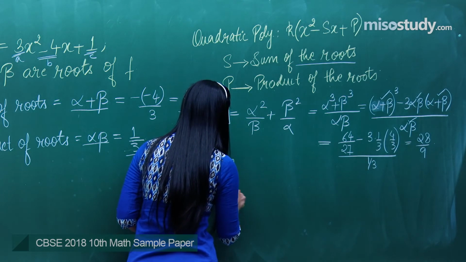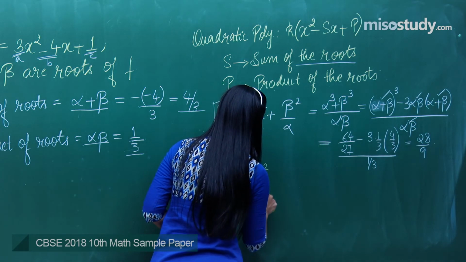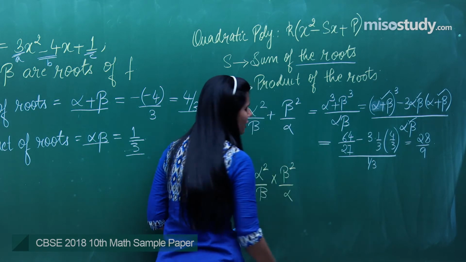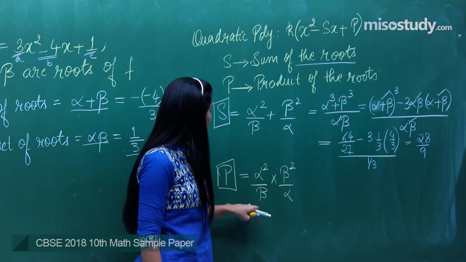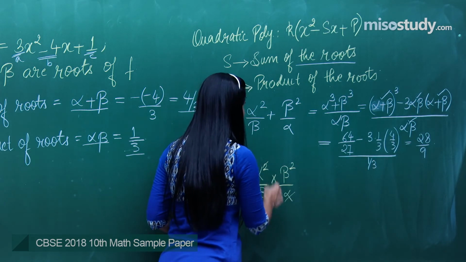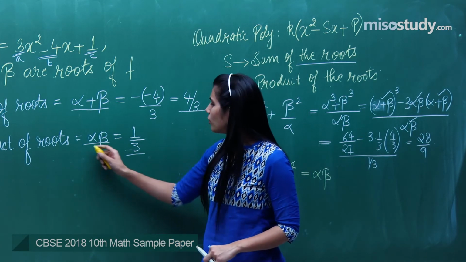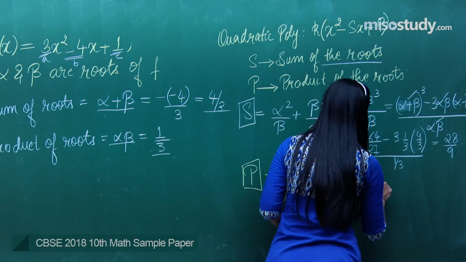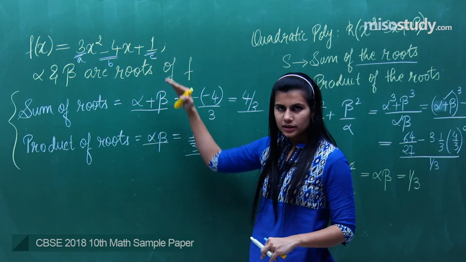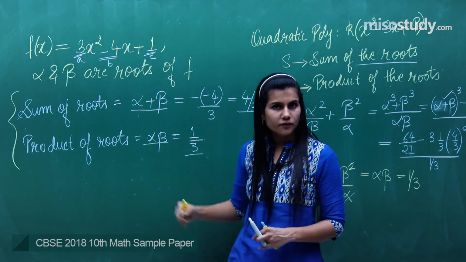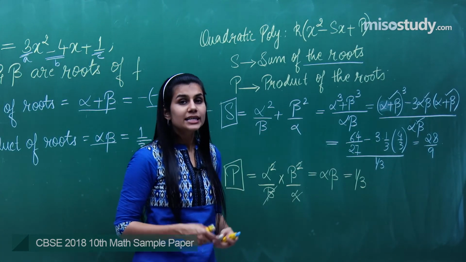What happens to the product of the roots of the unknown polynomial? What is the product? Alpha squared by beta multiplied by beta squared by alpha, where alpha and beta are the roots of the known polynomial f. What happens when you simplify this? This alpha cancels one alpha, beta cancels one beta. You are left with alpha into beta, and you know alpha into beta is 1 by 3. That means with the help of the sum of roots and product of roots of f, I have found out the sum of roots and product of roots of the unknown polynomial, say g.